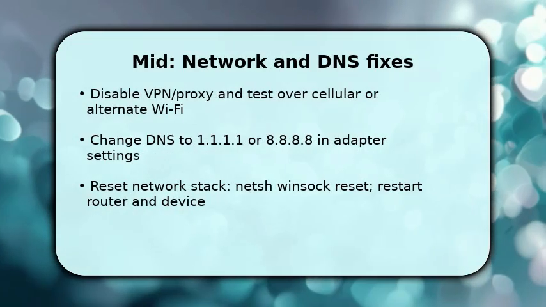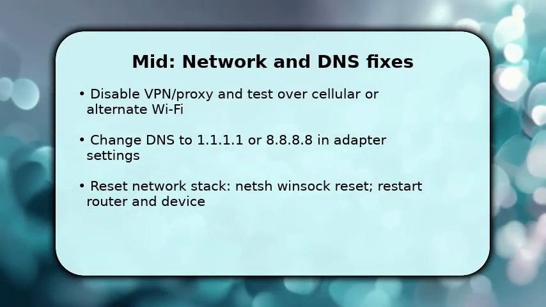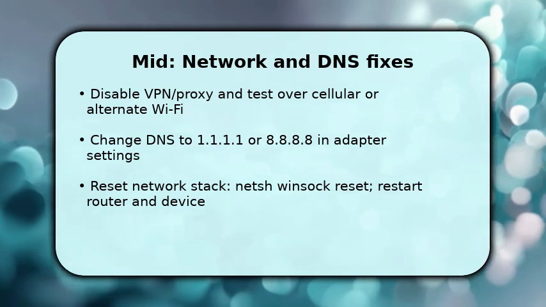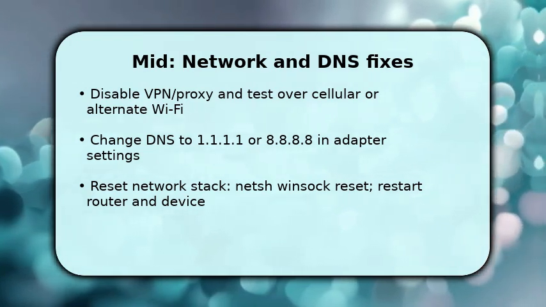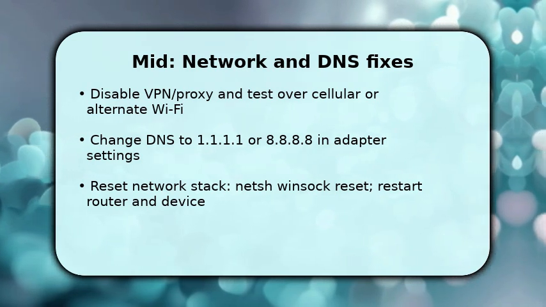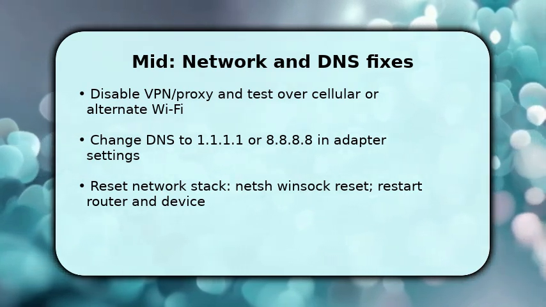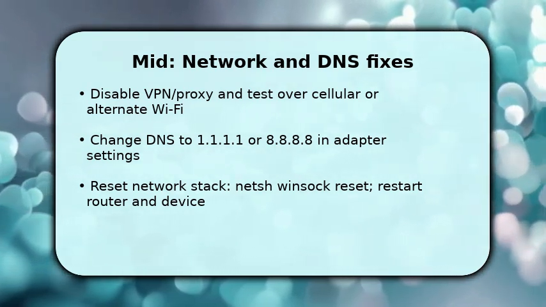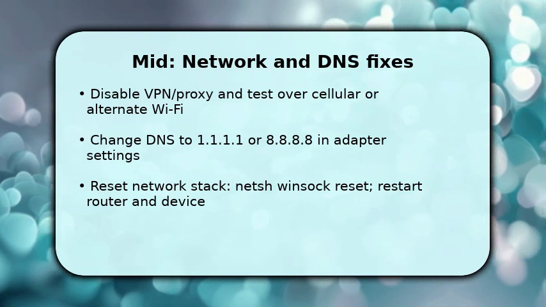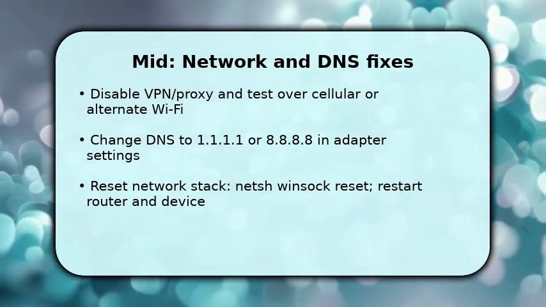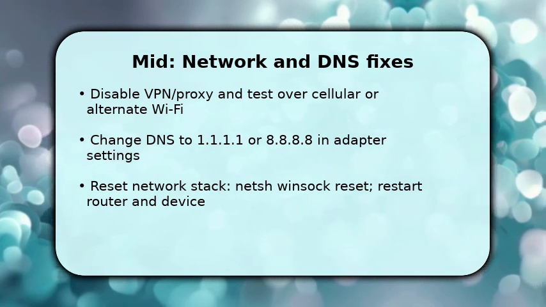You now tackle network layer blockers. Turn off any VPN or proxy and try loading Discord over cellular or a different Wi-Fi to isolate ISP or VPN issues. Change your DNS servers to Cloudflare 1.1.1.1 or Google 8.8.8.8 so name resolution isn't being hijacked or delayed.